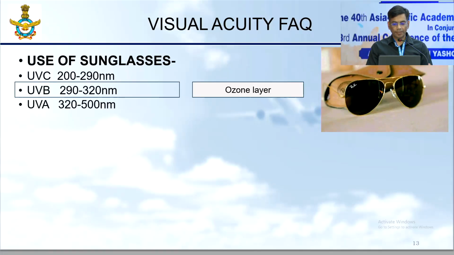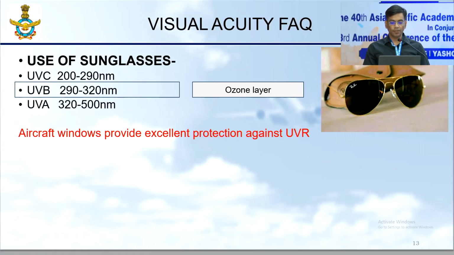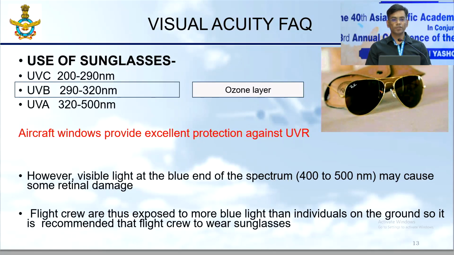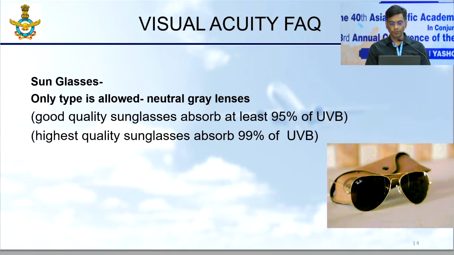Again, a frequently asked question: what type of sunglasses do we use? UVB rays are mostly absorbed by the ozone layer. The aircraft window provides excellent protection against UV radiation. However, some visible light, the blue end of the spectrum, may come directly into the flight. So flight crews are more exposed to blue light than ground crew. Sunglasses are accepted, but they should have at least 95% UV absorbing capability.